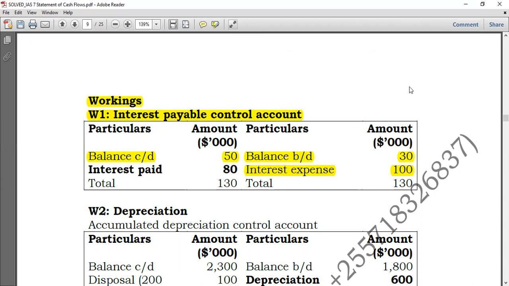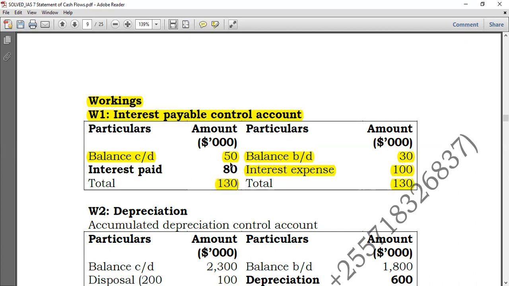Now, if you are in an exam, you do not need to close this account right away, because in some complicated questions you might find that there is another entry that needs to be inserted here. But for our case here, it was just easy. So I could close this account right away. Now, how do I close the account? Usually take the total. 30 plus 100 equals 130. If you compare to here, the balance was 50. So usually take the higher amount. So 130 here and 130 here.